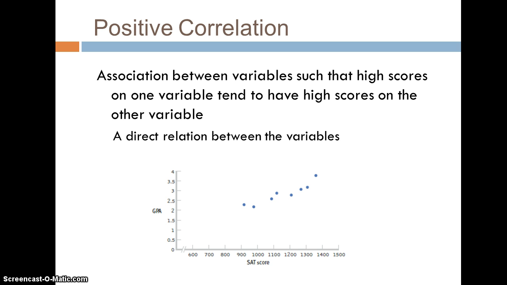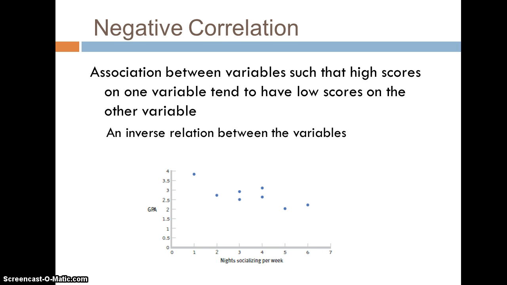A positive correlation is when the relationship between two variables is that when one person has a high score on one variable, they also tend to have a high score on the other variable. So it's a direct relationship between variables. Things like SAT score and GPA, for example, would have a positive correlation. We would also see a positive correlation in weight and height. Maybe not as strong, but we would still expect that taller people would also be heavier people.